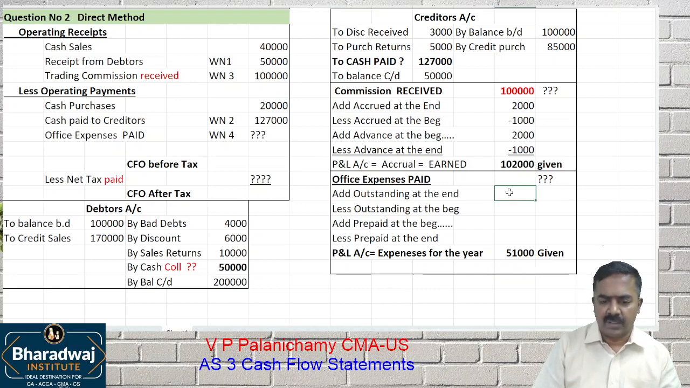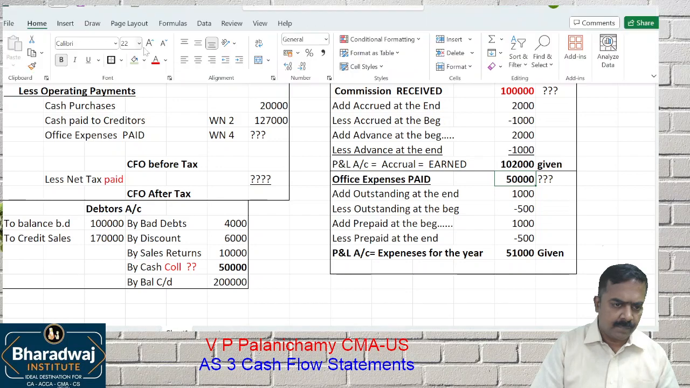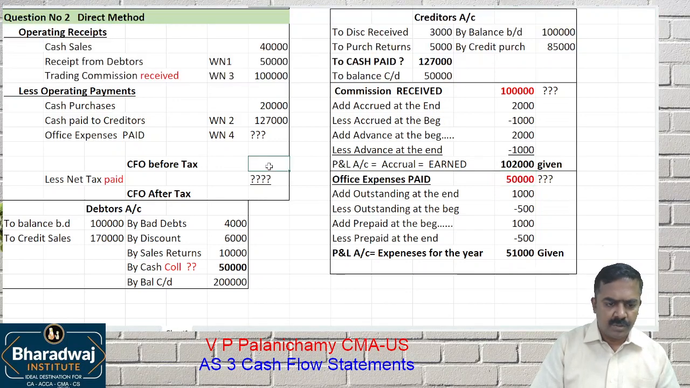Now do the reverse working. What is outstanding at the end? 1,000. Outstanding at the beginning? 500. Prepaid at the beginning of the year? 1,000. End of the year? 500. Do the reverse working on this also and find out what is paid. So the office expenses paid will come to 50,000.